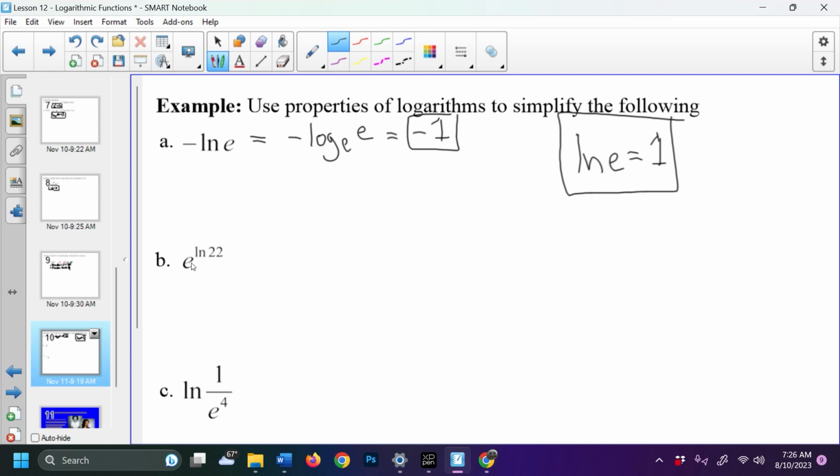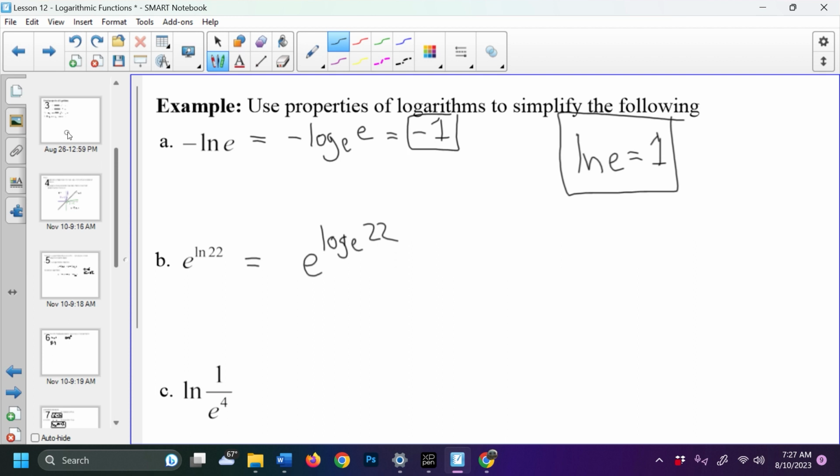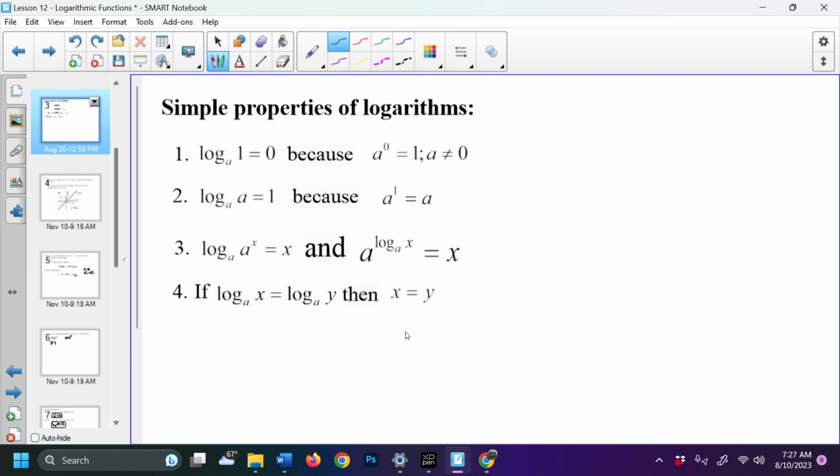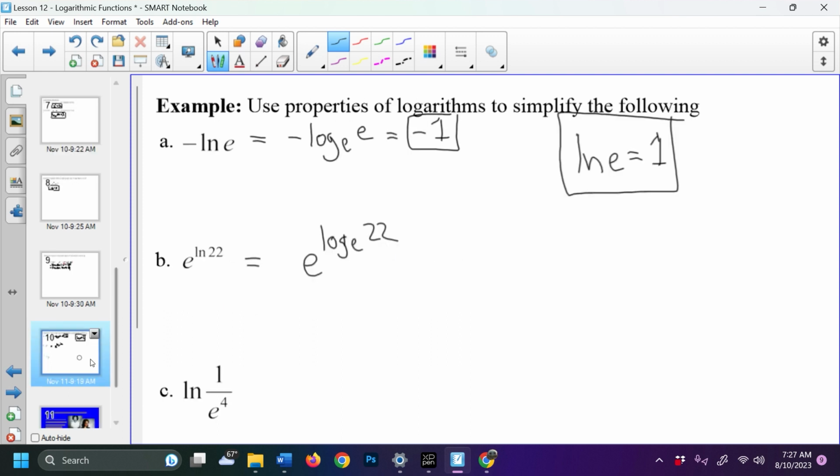Here we have e to the ln of 22, and if we remember that ln is again log base e, and you don't always have to write that step of 22, we can go back to those properties that we had, and we can say, all right, if I have e to the log base e of x, I'll just get x. So here, since I have e to the log base e of 22, I'll just get 22.